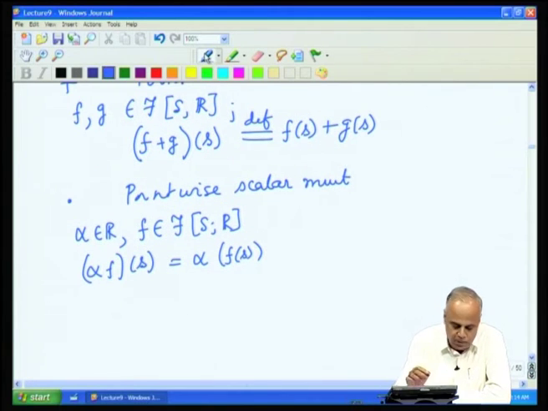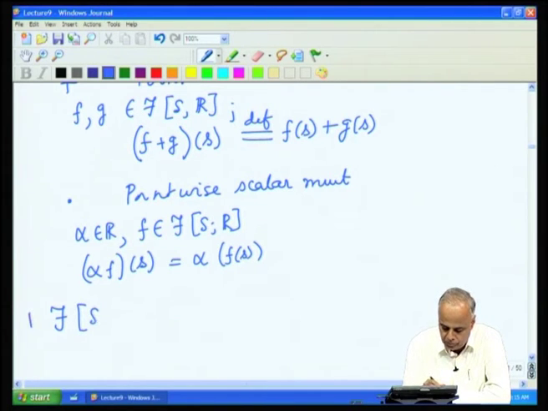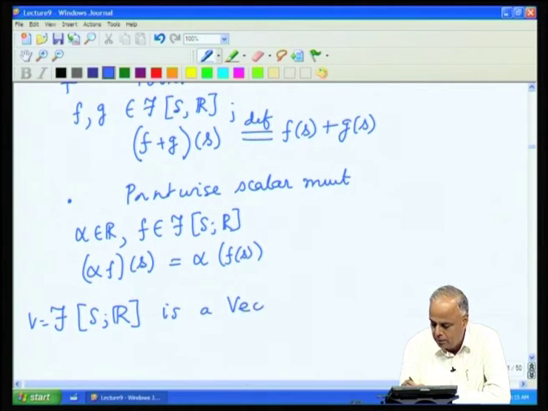Now, with these laws of addition and scalar multiplication, F(S,R) is a vector space over R.